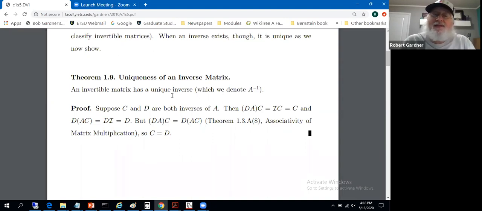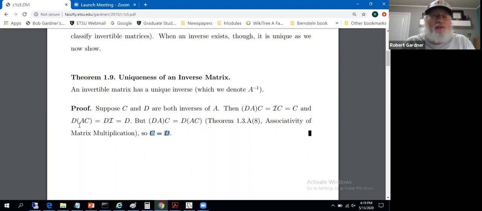A common way to show uniqueness in math is to suppose you've got two of these things. Suppose C and D are both inverses of matrix A. We want to show C and D are actually the same, so there's not two different inverses. All right, consider D times A times C. Well, since D is an inverse of A, then D times A would be the identity. That's what inverses are. The identity times C would be C itself. Implicit in all this is these are all square matrices, say n by n matrices. We only defined inverses for square matrices.